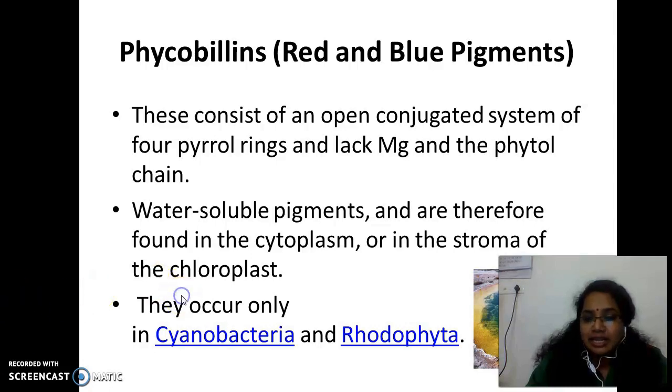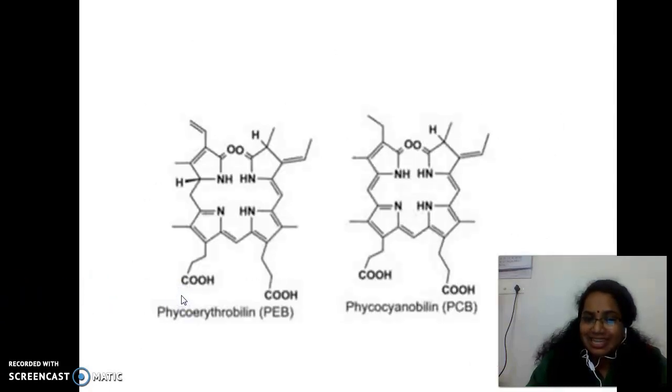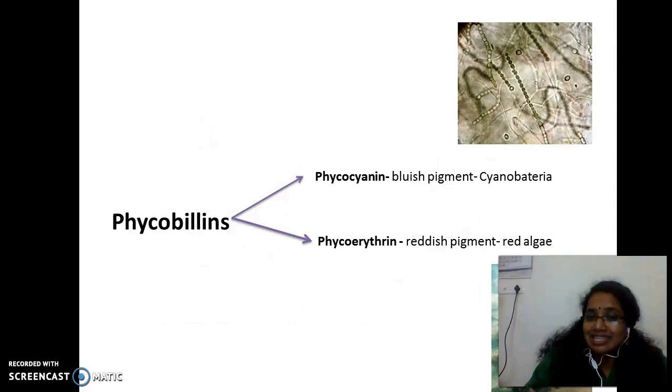There are two different types of phycobilins. These are the general structures of phycobilin, that is phycoerythrobilin and phycocyanobilin. Two types of phycobilins are seen, phycocyanin and phycoerythrin. Phycocyanin is majorly found in cyanobacteria and phycoerythrin is present in red algae. Both are seen in red algae and cyanobacteria, but the amount of phycocyanin is more in cyanobacteria compared to red algae.